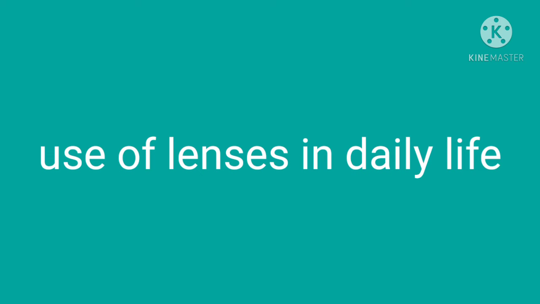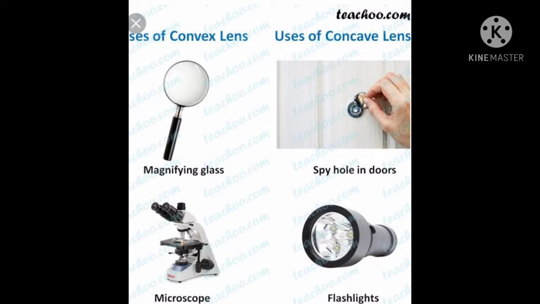Now we will see uses of lens in daily life. Till now you have seen what a lens is and the different types of lens. Now where are we using these lenses? First of all, in our daily life we will see the uses of convex and concave lens. Magnifying glass and microscope all use convex lens. Okay, about the microscope.